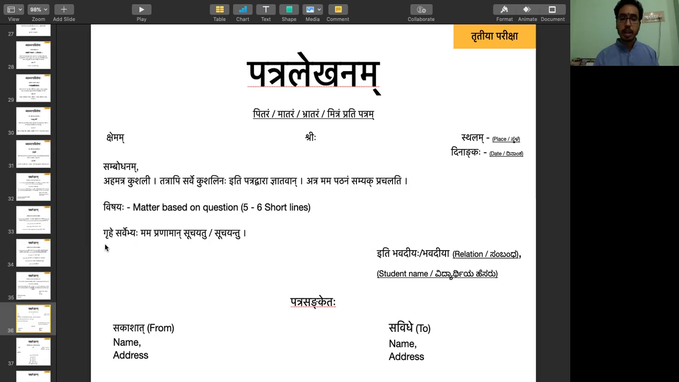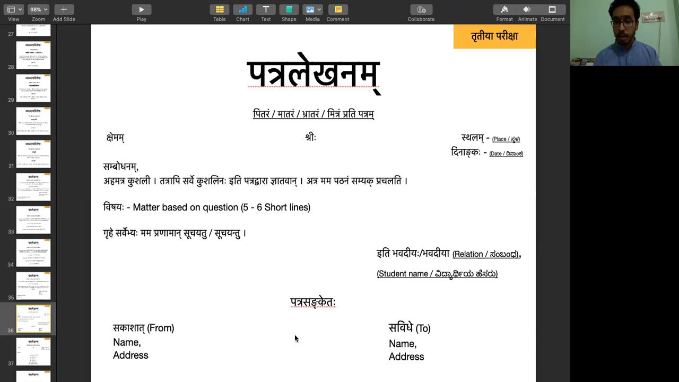Finally, end it with Grihe Sarvebhyah Mama Pranaman Suchayatu or Suchayantu. Suchayatu you'll use if you're telling it to Mitra. Suchayantu is for Pitara, Pita, Mata, etc., where you're giving more respect. Finally, Iti Bhavadiya if you're writing as a male, Iti Bhavadiya if you're writing as a female. The relation will begin: if you're writing to your father or mother, you'll be either a son or a daughter. For Bhrata, it will be either your brother or sister: Iti Bhavadiya, Anujaha, Agrajaha, Anuja, Agraja, etc. Mitram will be Iti Bhavadiya, Priya Mitra.